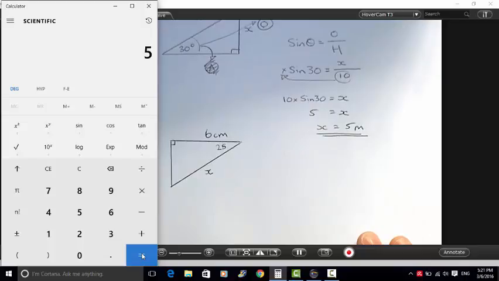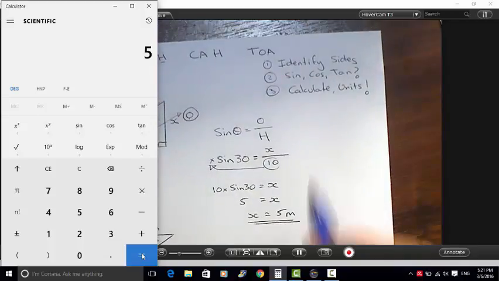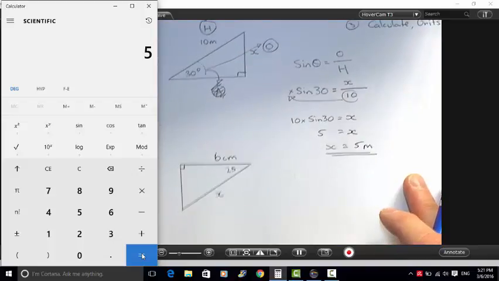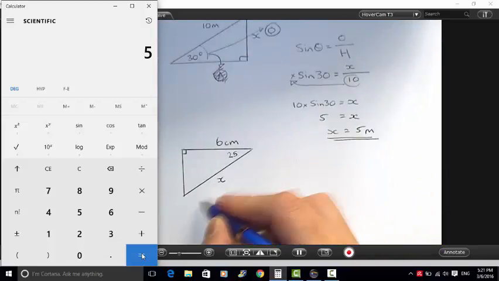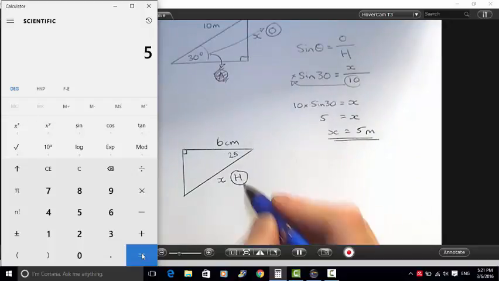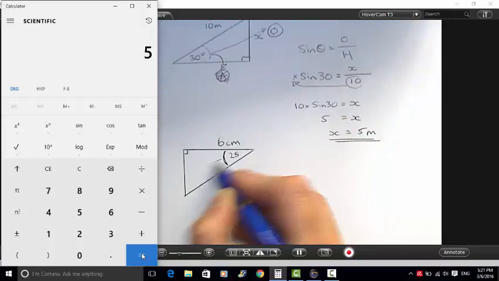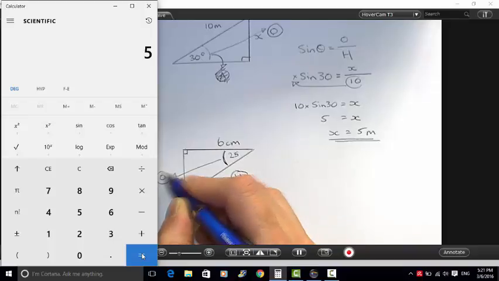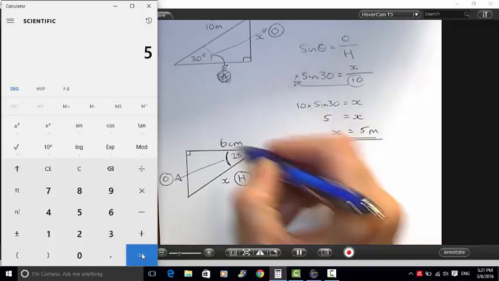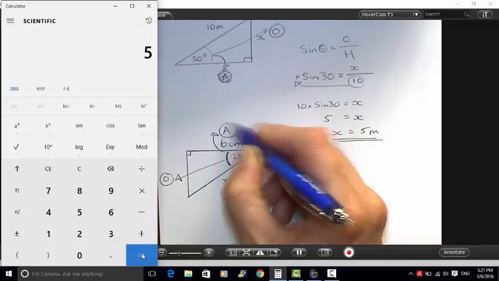So again, our steps say we need to identify the sides first. We should all know the hypotenuse is the longest side. Looks like that's what we're trying to find out in this case. Here's the angle, so we come out here. The side opposite the angle is called the opposite side. And the one left over is called the adjacent side.